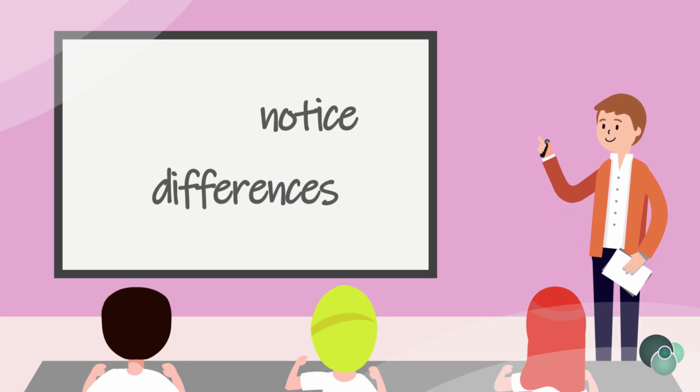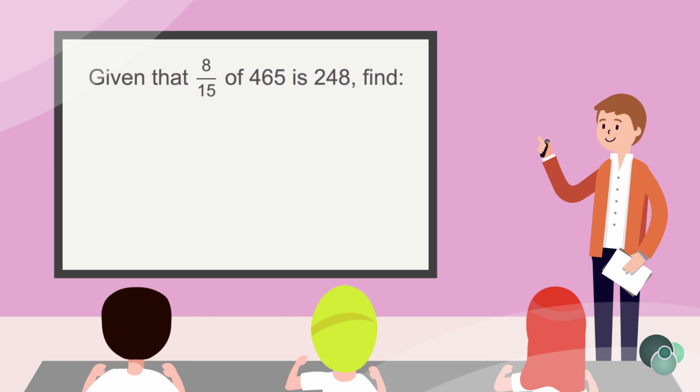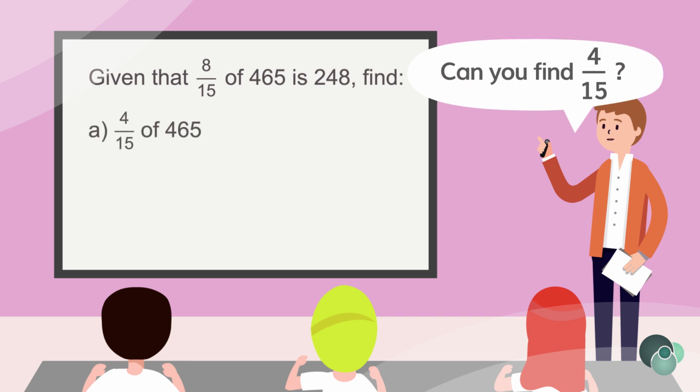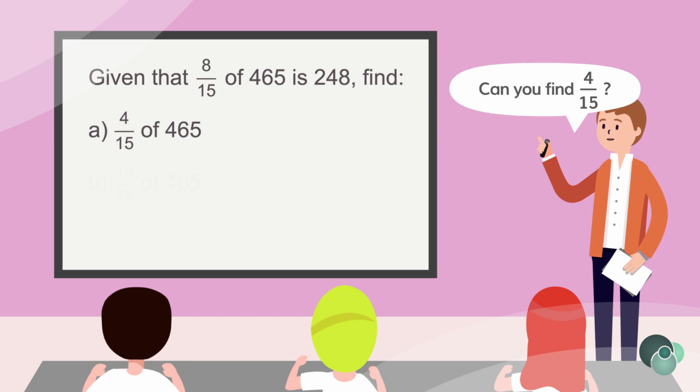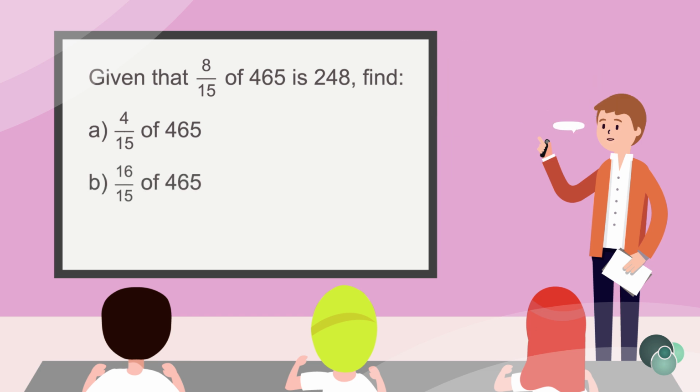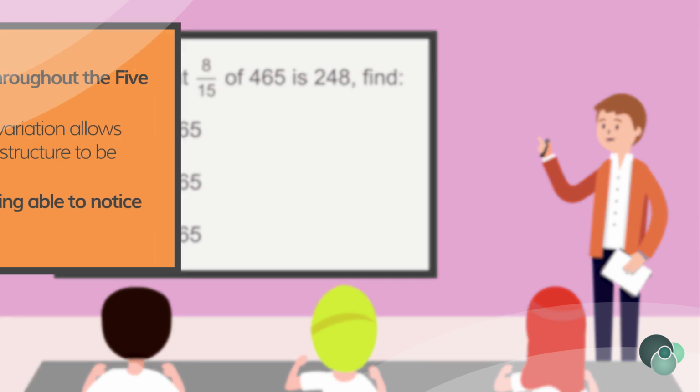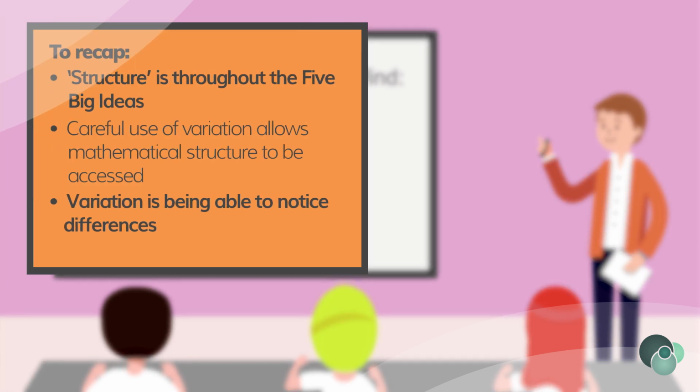As an example, if we wanted students to appreciate that non-unit fractions are integer multiples of unit fractions, then we could start by telling them that 8/15 of 465 is 248. We can then ask them to find some other fractions, to find 4/15, to find 16/15, to find 8/3. And because an answer is provided at the start, the teacher can use the variation to draw attention to the structure that the changes highlight.